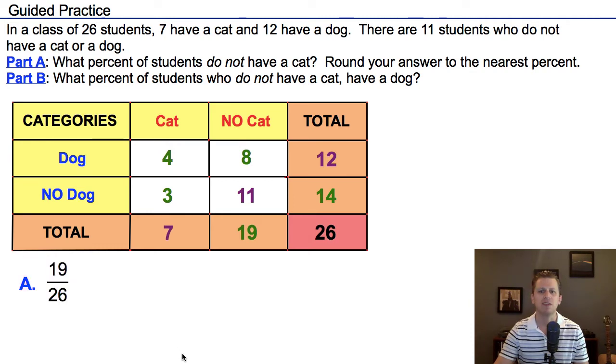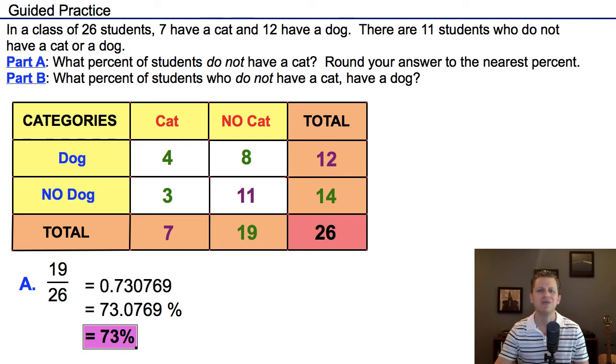Part A, I'll do 19 out of 26. To find this as a percent, simply divide, make it a decimal, multiply by 100 to make it a percent, and I can see that 73% of all students do not have a cat. Part B is a conditional probability. We talked a lot about those in the last video. It says what percent of students who do not have a cat have a dog.